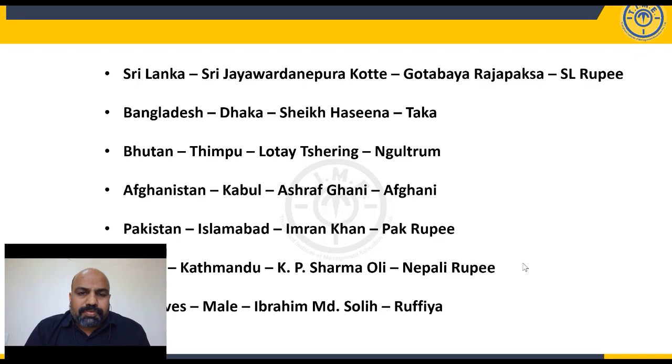Maldives, we just mentioned a while ago, is an island country in the Indian Ocean. It's a set of very small islands, a very, very small country, but spread across 90,000 square kilometers in the ocean. It would be important for you to remember that the president of this country is named Ibrahim Mohamed Solih. The currency is the Rufiyaa.